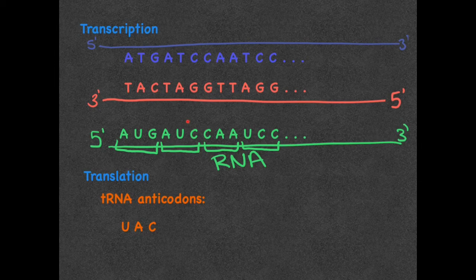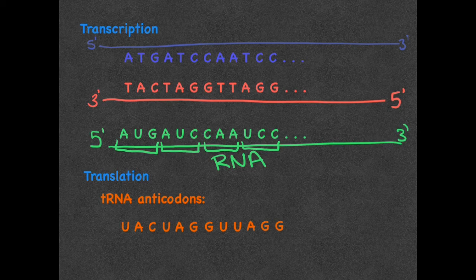The next triplet is AUC on the mRNA. So this would be UAG on the tRNA anticodon. The next triplet is CAA, so the tRNA anticodon would be GUU. And then finally, the last one in my short example here is UCC on the mRNA, and for the tRNA anticodon, that would be AGG.